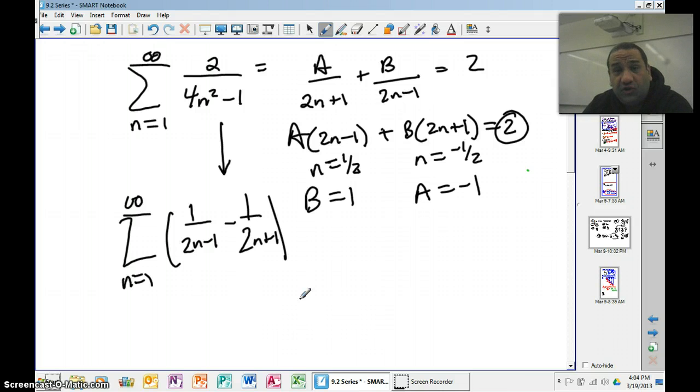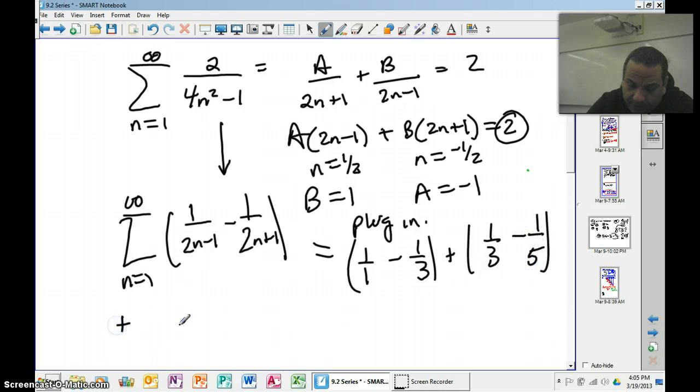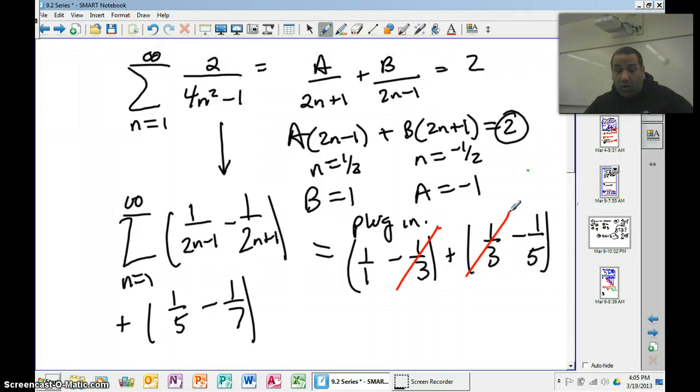Let's plug in some numbers and see if we see anything. I'm going to plug in 1, and I'm going to get 1 minus 1/3. Plus, I'm going to plug in 2, and I'm going to get 1/3 minus 1/5. And then I'm going to plug in 3, and I'm going to get 1/5 minus 1/7. Now wait a minute. Can you see this pattern? This and this, because we're adding them, will go out. This and this will go out.